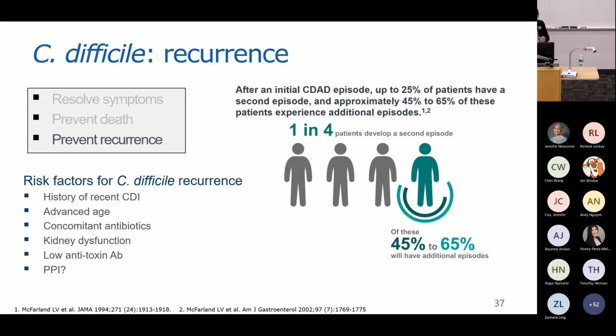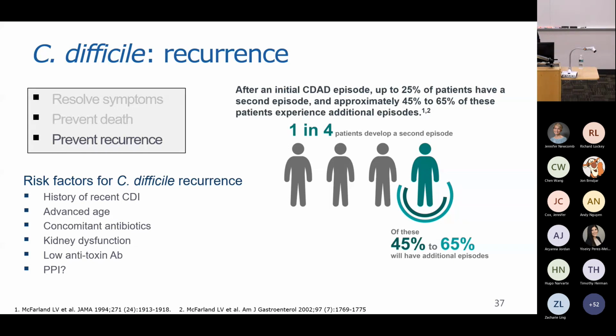Low antibody for the toxin, and PPIs, which are a risk factor for C. diff, may be a risk factor for recurrence. In general, 1 in 5, 1 in 4, 1 in 6 develop recurrence. But once you develop recurrence, your risk of additional recurrence increases to maybe 30-40%. Once you had 2 recurrences, you're more likely to have more recurrences than not. And it's very hard to stop this cycle of events.